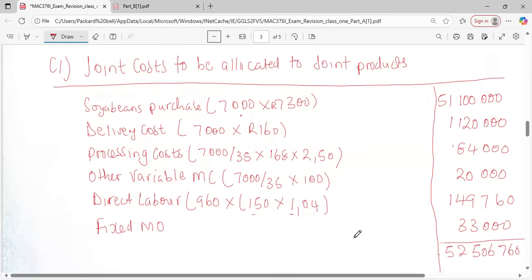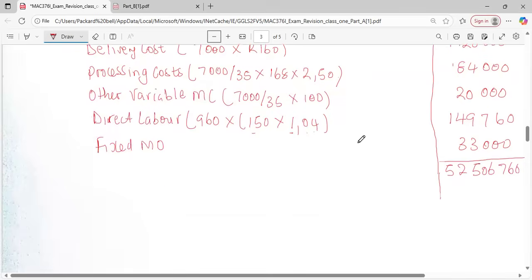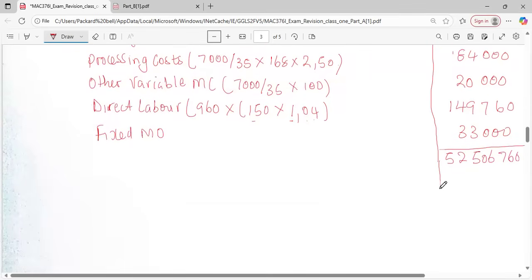Right, what are we going to do now? We have our joint cost. Remember, we want the joint cost to be allocated to the joint product. What are we going to do now from here so that we can have the joint cost to be allocated to the joint product? Anyone with an idea there? We're going to less the hulls because it's a byproduct.